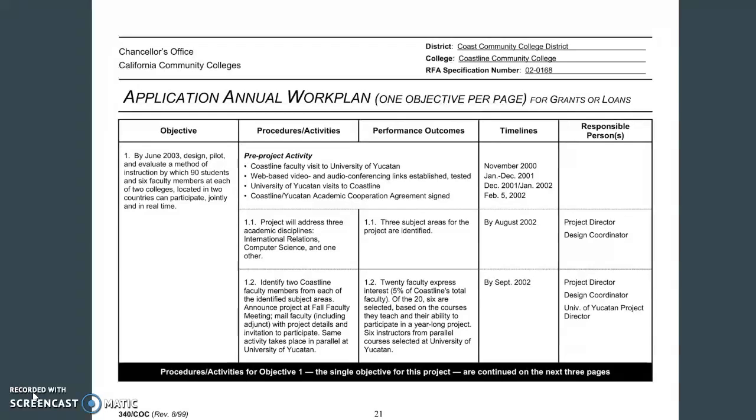Lastly, an annual work plan is also submitted. An annual work plan details how the grant will be used. It includes an objective, procedures, or activities used to reach the objective, performance outcomes, a timeline, and the people who will be responsible for seeing each procedure or activity through.